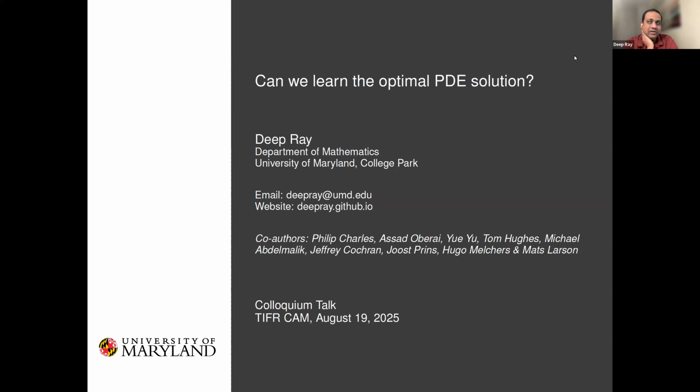So today I will talk about one such application, and this is to do with, can we learn an optimal PDE solution? Of course, the notion of optimal is going to be different for everyone, so I'll make that clear in a bit as to what I mean by an optimal PDE.